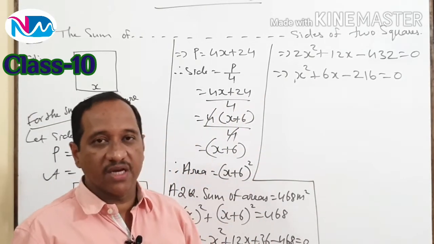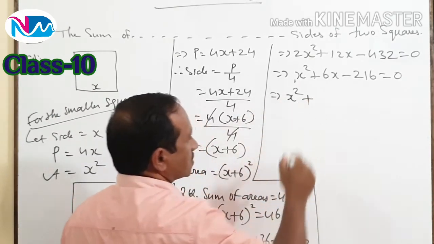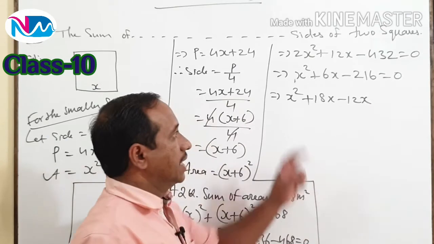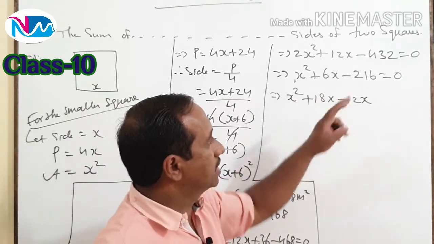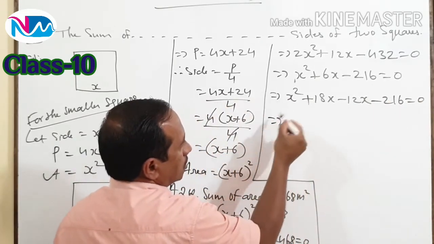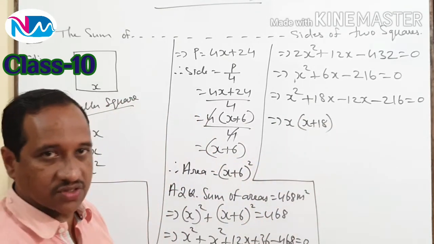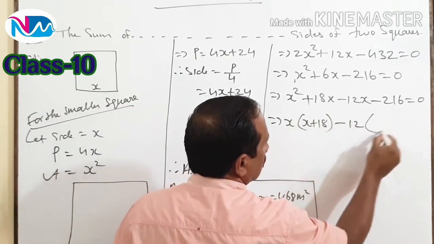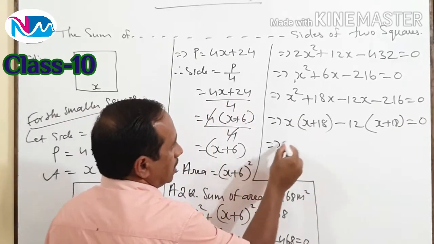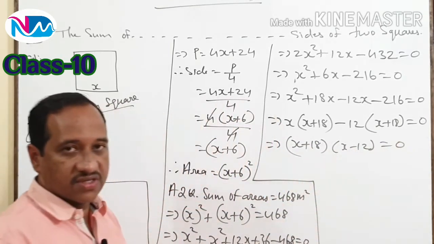Now we have to factorize by splitting the middle term, that is x square plus 18x minus 12x. 18 minus 12 is plus 6. 18 into 12 is 216. Minus 216 is equal to 0. From the first two we can take x common, so x plus 18 will be inside the bracket. Minus 12 common, then x plus 18 will be inside the bracket. Here we are getting x plus 18 common, and x minus 12 is left inside the bracket.